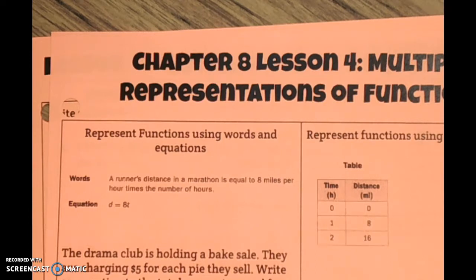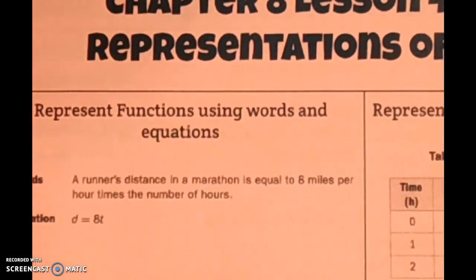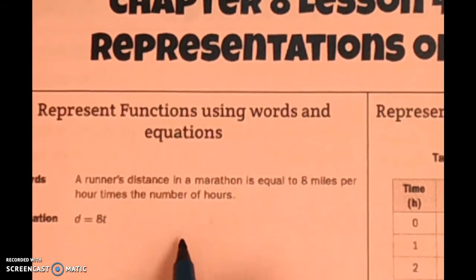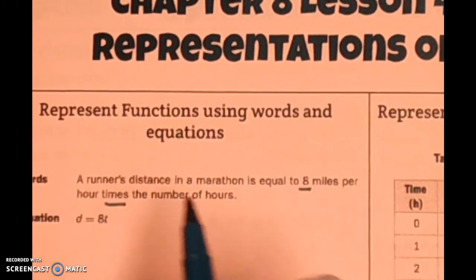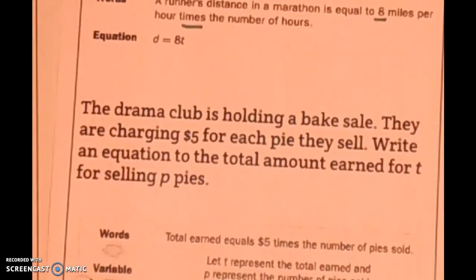So on this side, we're going to look at representing functions using words and equations. We've kind of done this before. We're taking a lot of stuff that we've done and putting it into one big, massive problem. And then we have to break it down step by step. So a runner's distance in a marathon is equal to 8 miles per hour times hours. So we have 8 times the hours. So distance equals 8t because we're multiplying. So that's what we did with this one.